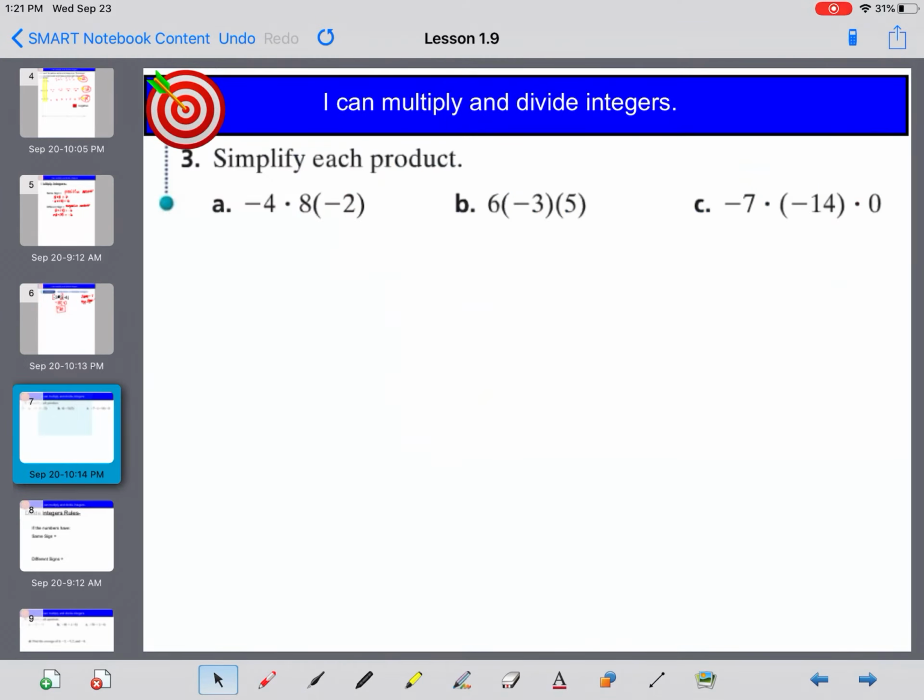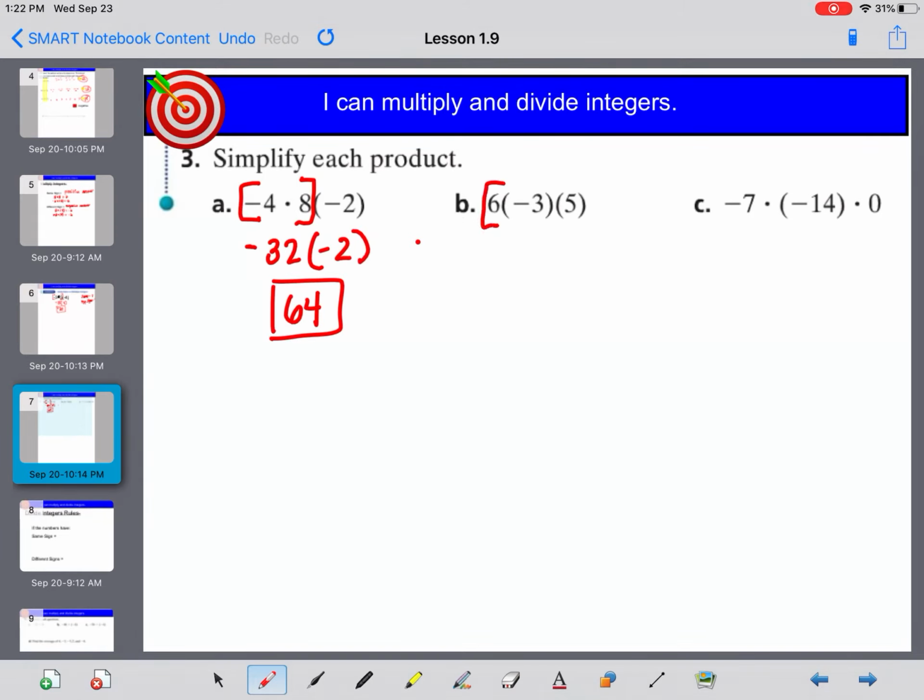Okay? Pause the video, give these three a try, and come on back and compare your answers. All right, so for this one, -4 times 8 is -32. -32 times -2, that's the same sign, so I get a positive 64 as my answer. Letter B, multiplying from left to right, 6 times -3 is -18. -18 times 5 gives me a -90.